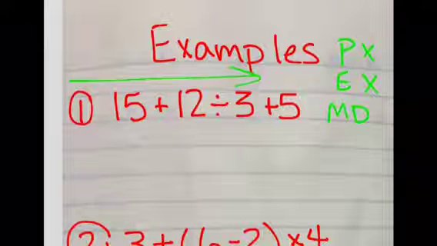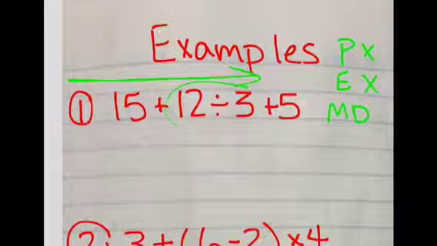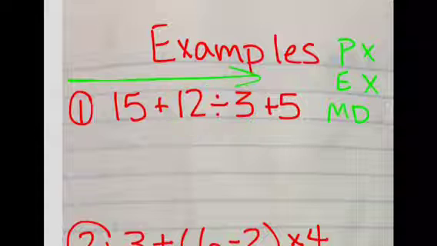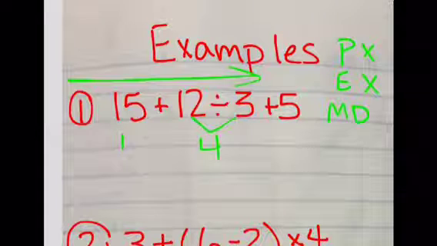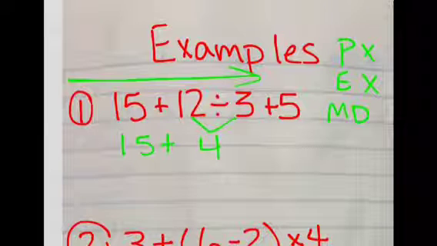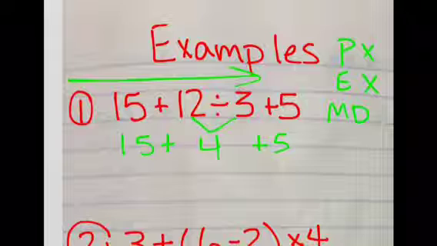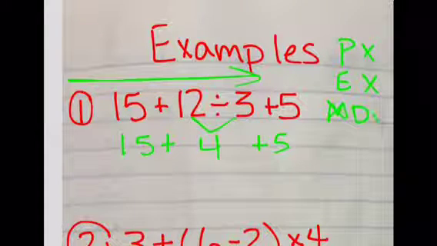Okay, so we go left to right and we hit division first right here. So we're going to do that step first. 12 divided by 3 is 4. Then you can bring down your other numbers and operations. We didn't have any multiply, but we did our divide.